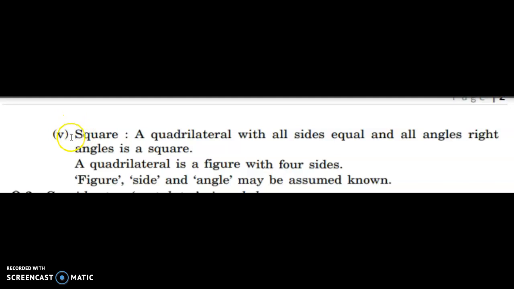Now come to the next geometrical term, square. A quadrilateral with all sides equal and all angles right angles is a square. Do you remember? You have already learnt square, rectangle, parallelogram, okay, my children, in your earlier classes. So, a quadrilateral is a figure with four sides. Figure, side, and angle may be assumed known. We have considered these terms already known. Okay, my children, understood this question, my children? Right.